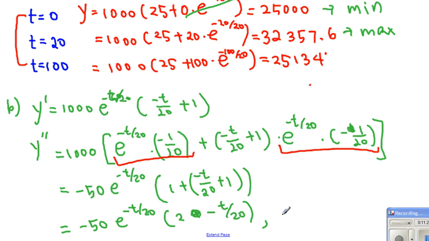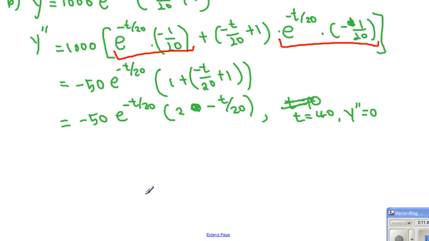Then we get to realize that when t is equal to, oops, what I meant was when t equals 40, the y double prime is equal to 0. Now, using a number line, we have 0, 40, 100. Those are the endpoints. So we want to test one here and here.